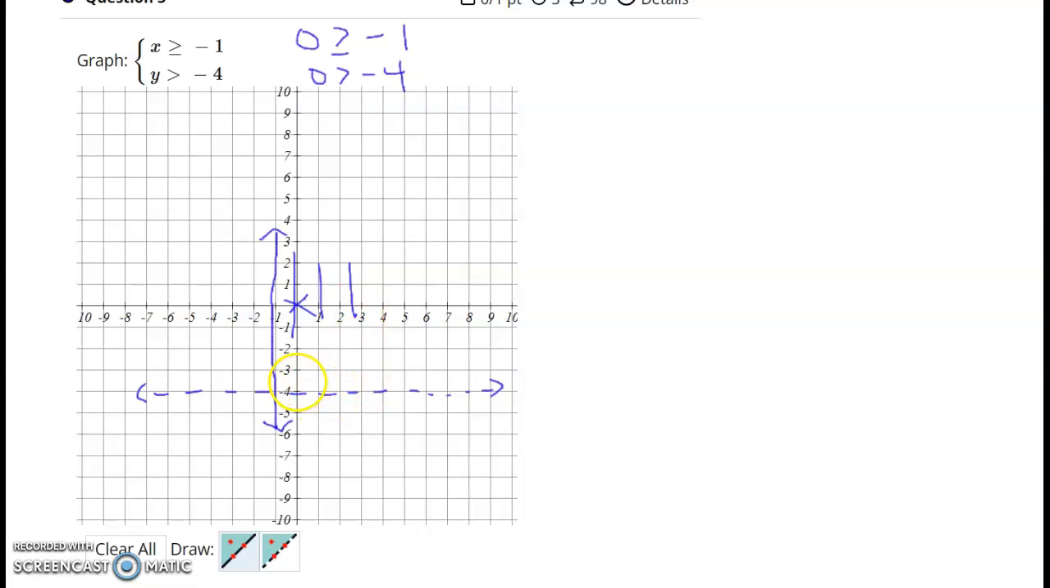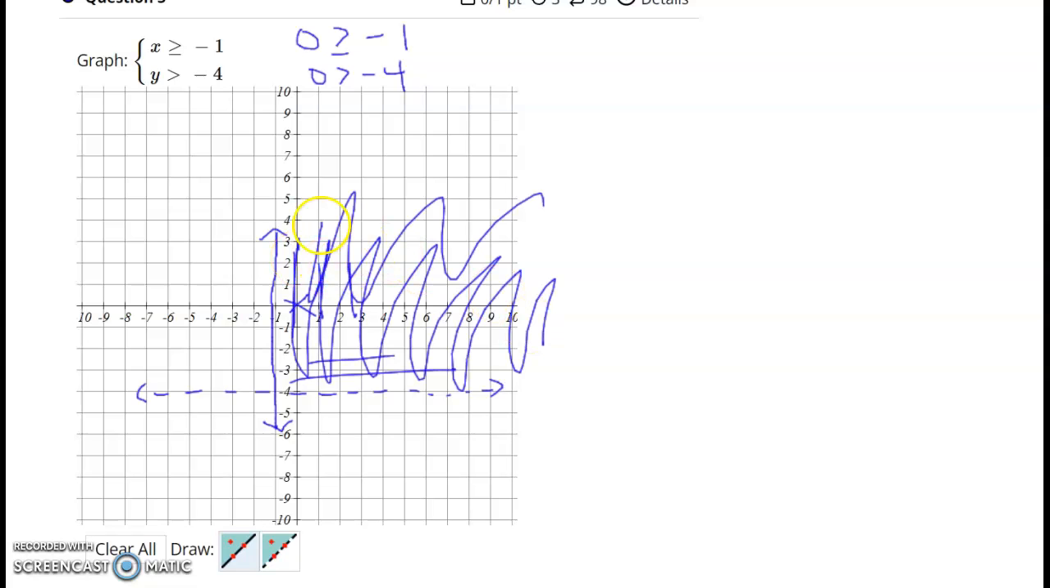0 is greater than -4, and so we'll be shading above the line. So our final solution will just be in that quadrant. So you do it really similarly. You're just going to graph each line, do your test point, and make sure you shade correctly.